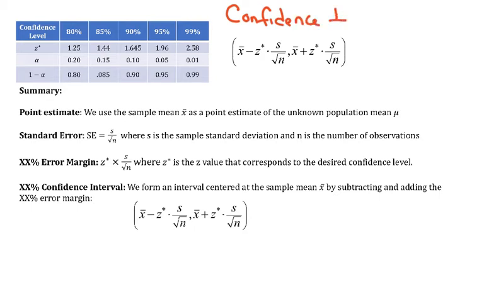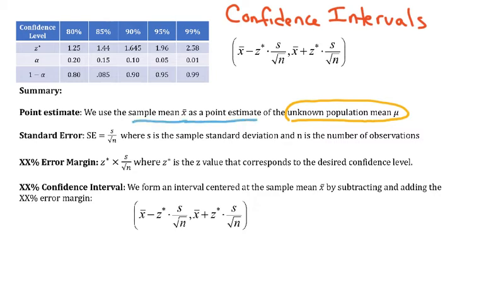So, just a little summary of what we talked about before. Here's the idea. You have some sort of research question that you're trying to answer about some population, and you want to estimate an unknown population mean, mu. So, you get some data and you calculate the sample mean, and that is the point estimate. So when you're asked what is the point estimate, it's the sample mean.